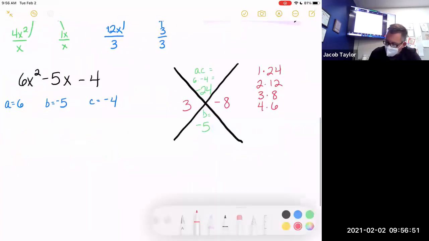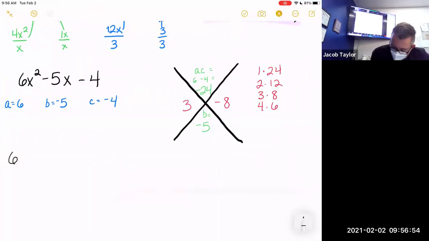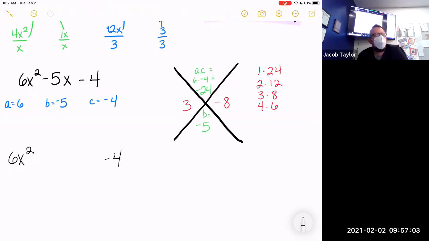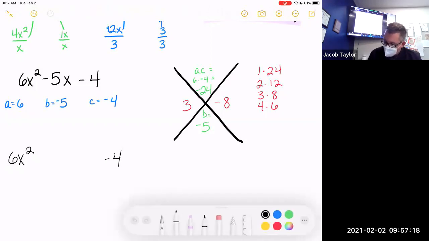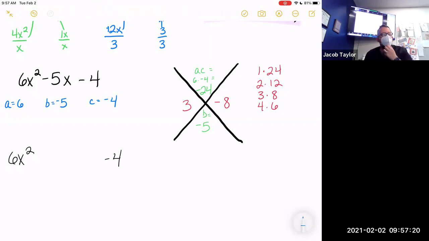So when I rewrite this problem, the 6x squared still stays in the front, and the -4 still brings up the rear, our little -4 caboose right there. In between, where we had -5x, it should be -8x plus 3x. Now I'm going to write it, don't copy me here because I'm going to change it immediately, but I'm going to write the opposite of what Shelby said, because what Shelby said was the best way to do it. She said do -8x plus 3x. What if I did it the other way? What if I did plus 3x and then -8x? I would still get the right answer, but why might this not be the easiest way for me to write it?